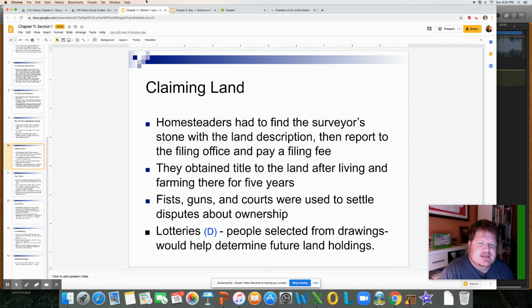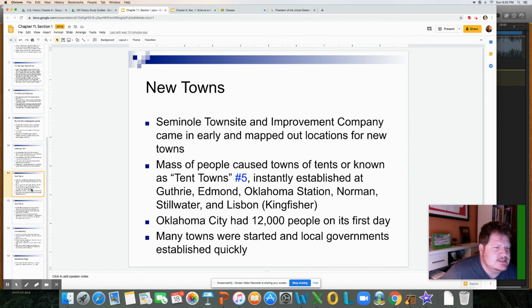They obtained the title to the land after living and farming there for 5 years. Fists, guards, and courts were used to settle disputes about ownership. Eventually, things would get a little chaotic as people were trying to fight for land. Eventually, lotteries would be set in place for future runs; these were drawings that would help determine the land holdings. Once people made their way in, the Seminole Townsite Improvement Company came in early and mapped out the locations for new towns.